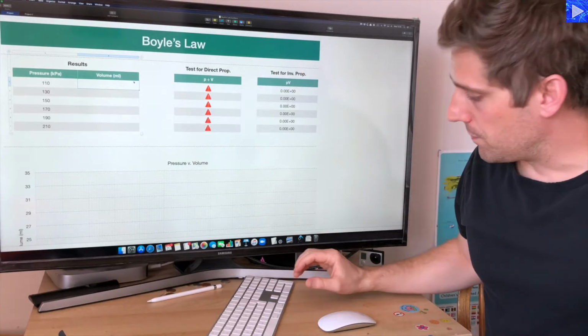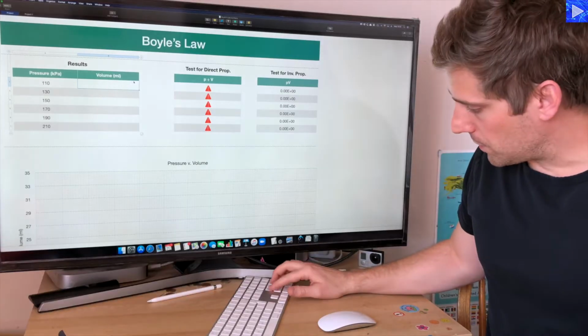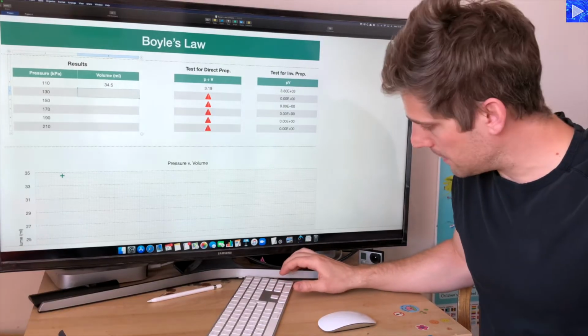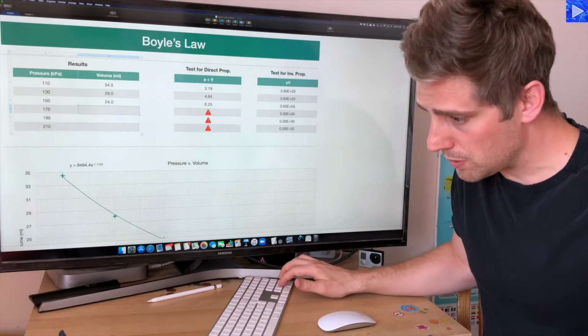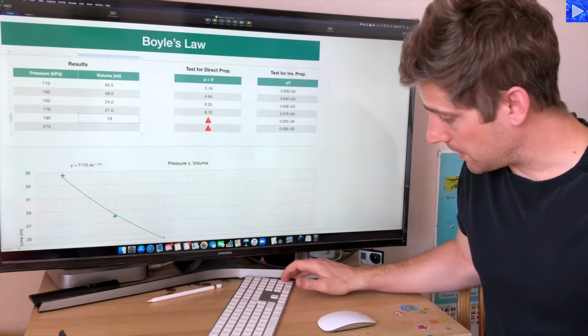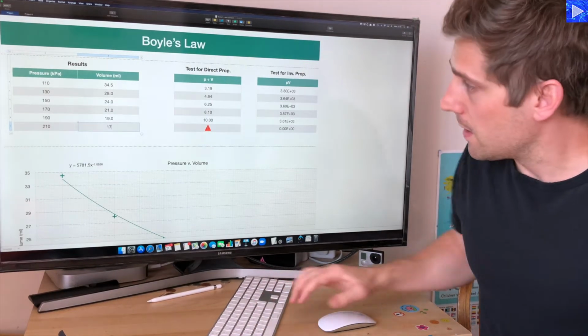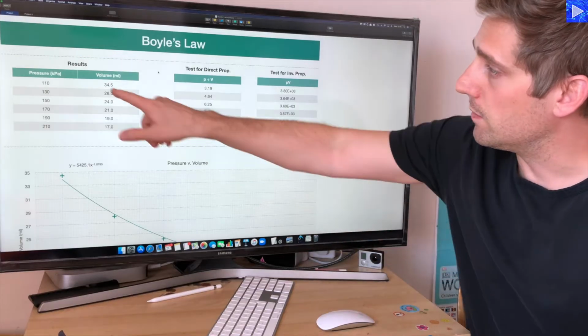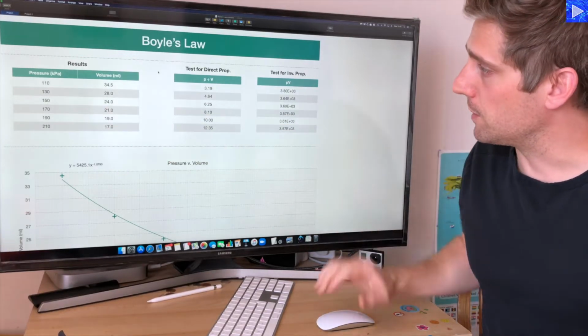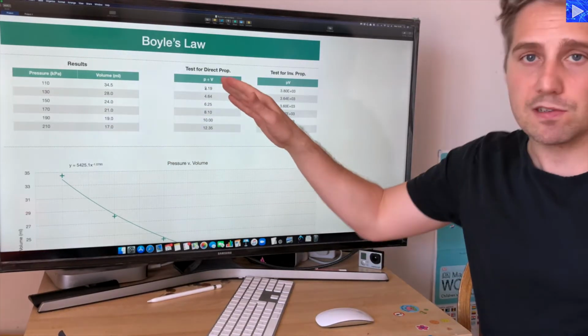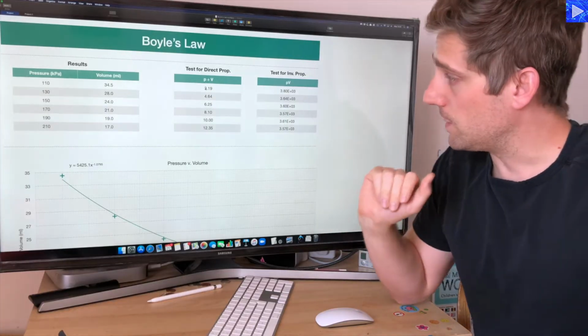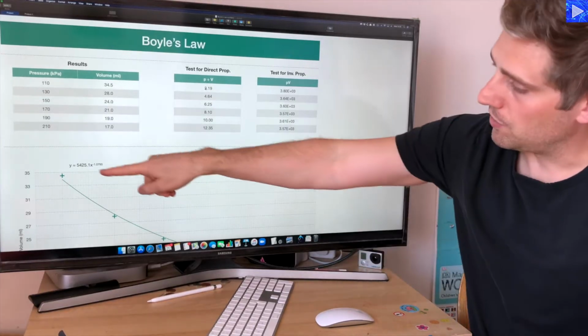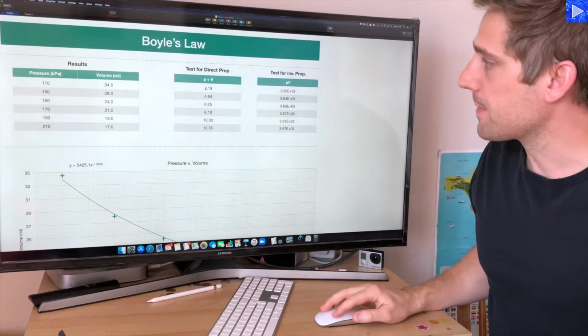Right, so let's put the volume measurements in and see what happens. So we got 34.5, 28, 24, 21, 19, and 17. Okay, so those are our volume measurements there. So all I'm doing is inputting numbers here. And you can see that as I put those numbers in, the values in these tables calculated, and you can see the top of the graph plotting there.